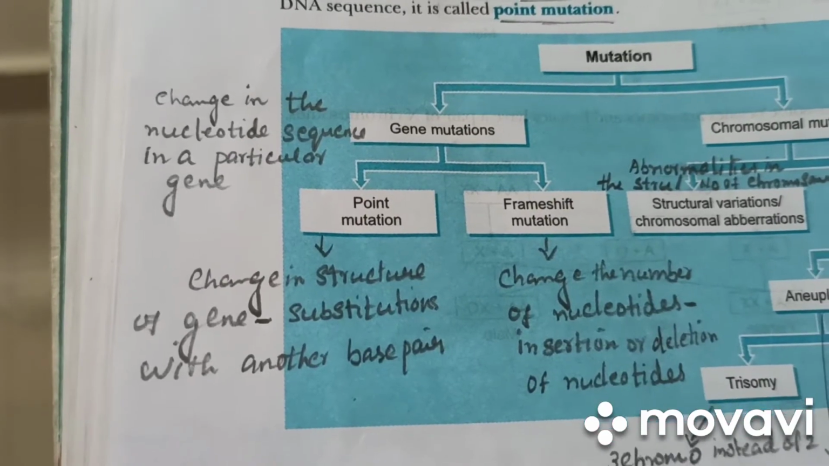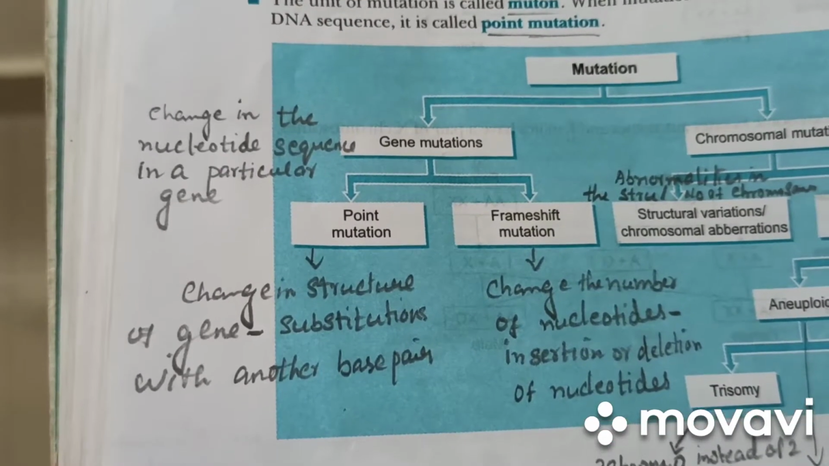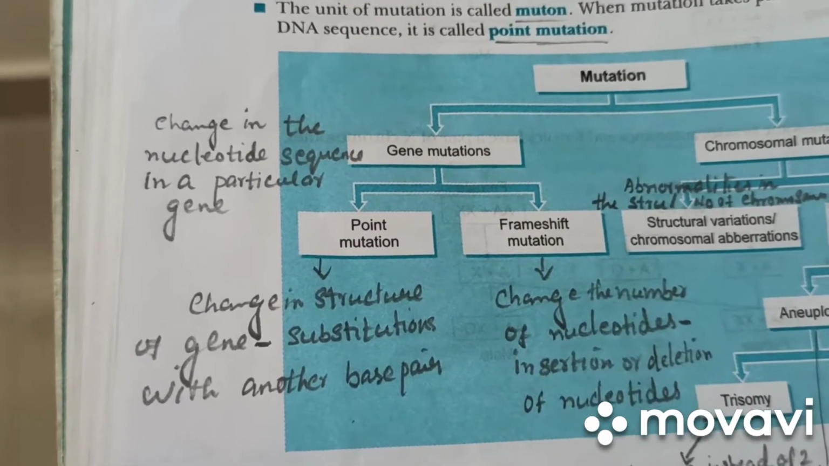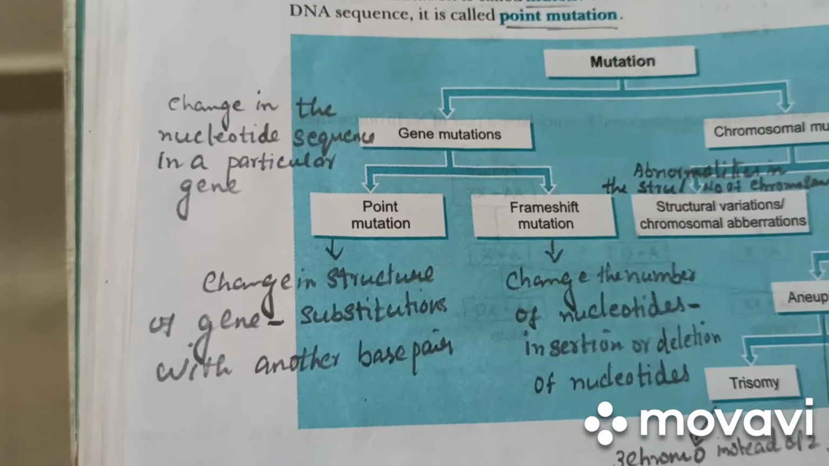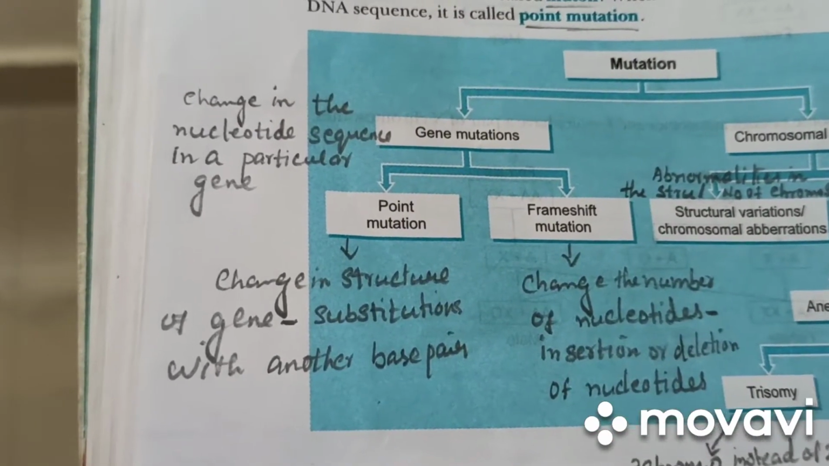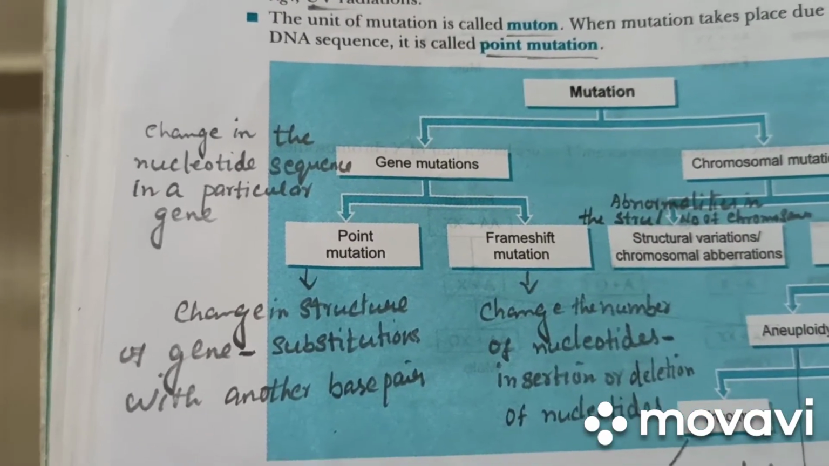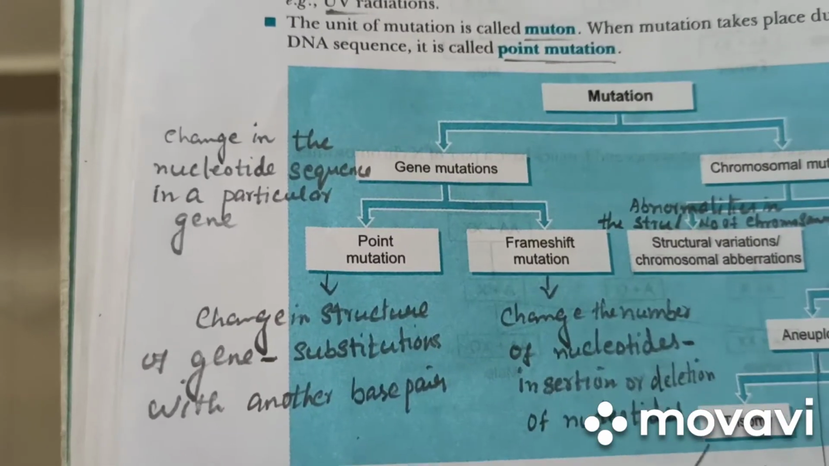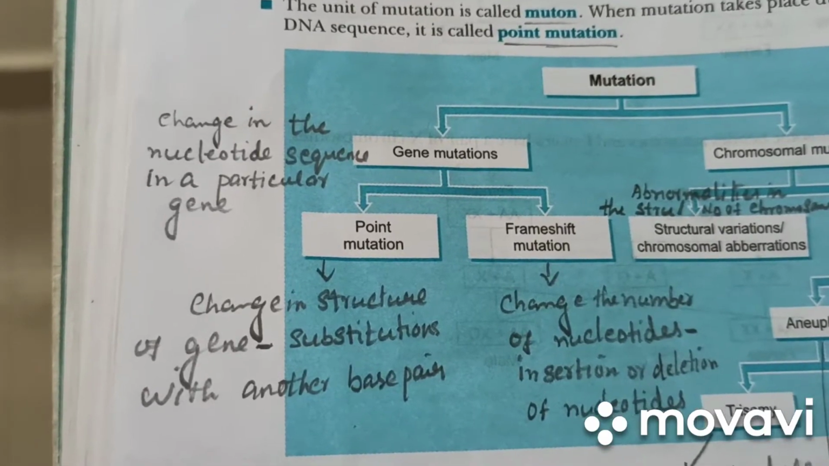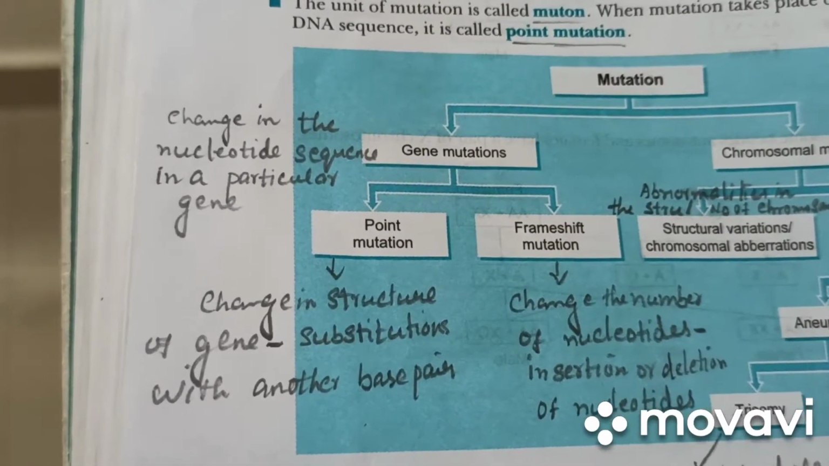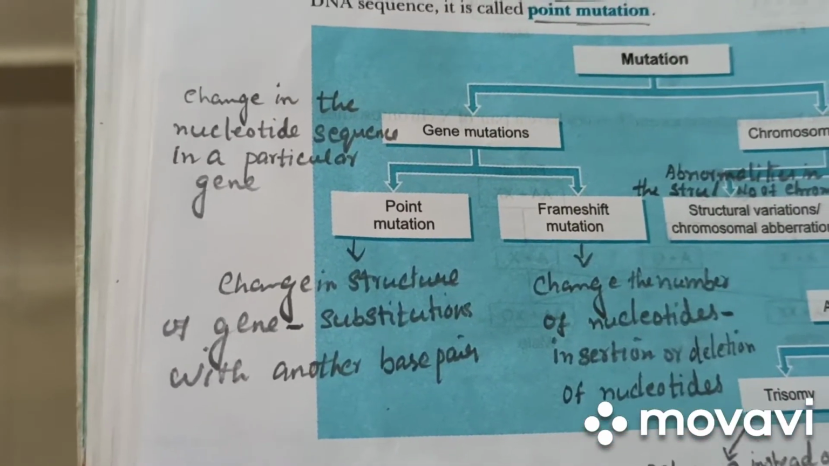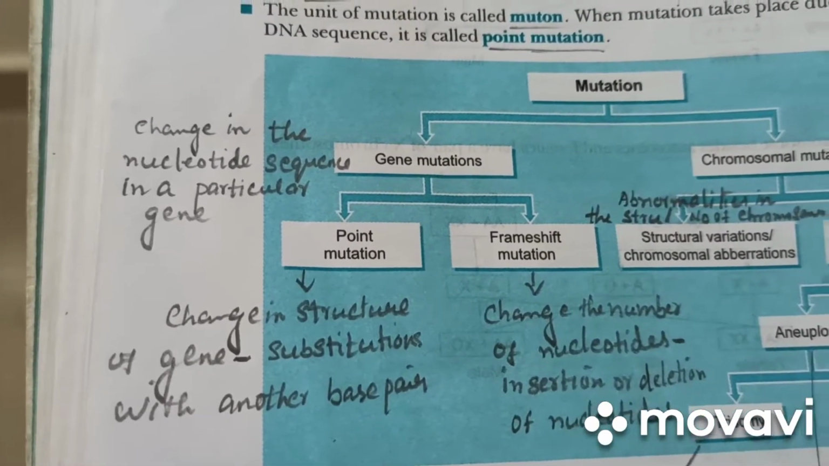So what is meant by point mutation? Change in structure of gene. Sometimes substitution with another base pair. I told, instead of cytosine, guanine, usually adenine, thymine. These are the pairs. Instead of guanine, they will pair with thymine or adenine or something like that. So change in structure of gene, substitutions with another base pair.